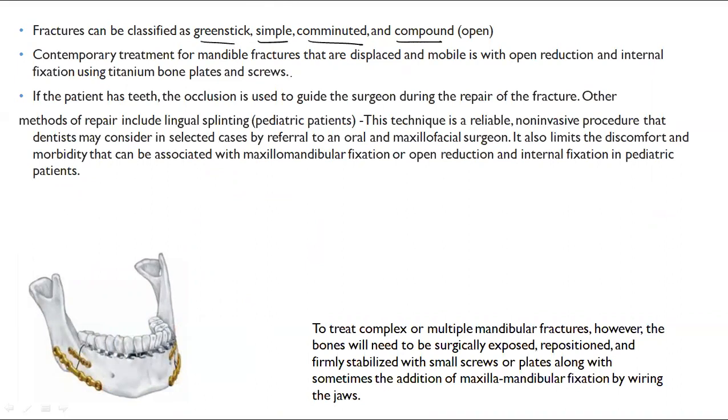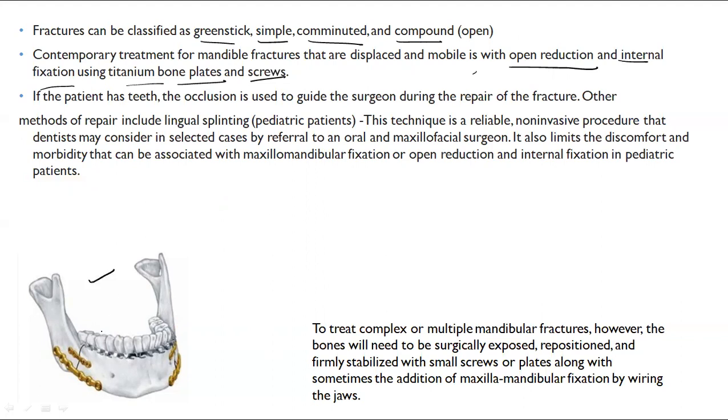Contemporary treatment for mandible fractures that are displaced and mobile is with open reduction and internal fixation using titanium bone plates and screws. So we'll be talking about what are these in detail as we move further in the topic, and also what is this internal fixation, what are the screws, plates, and all of it. So mainly whenever there is a mandibular fracture and the fracture is displaced and the fracture is mobile, it is usually treated with open reduction and internal fixation.